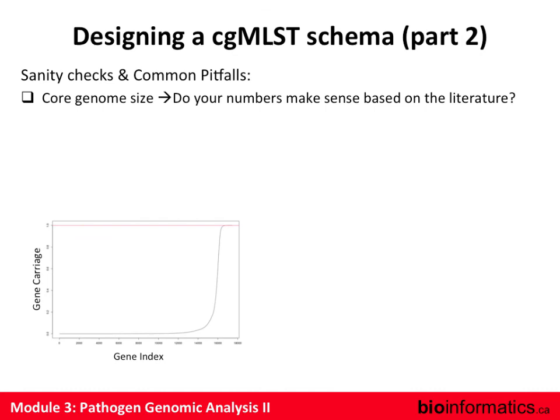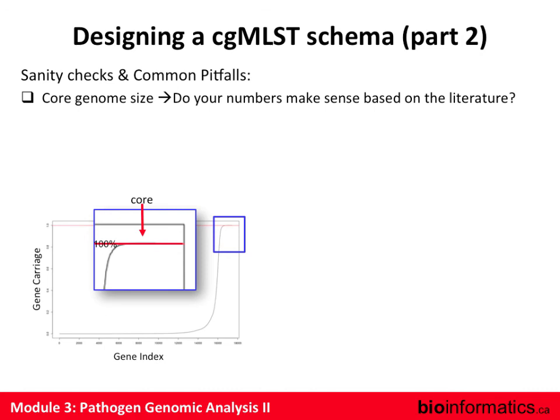By and large, at this point, we know the size of a core for most bugs, or at least an estimate. So when you're designing something like this, you should have a fairly good idea of what the core was before you started. And then, does your core look like the size of the core that you are expecting? In this particular plot, that's the carriage of 10,000 genes in the pangenome of Campylobacter. That subset of genes that are carried in 100% of the genomes, that's the core.